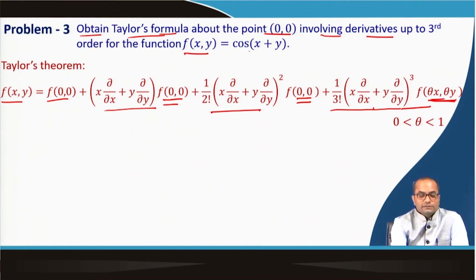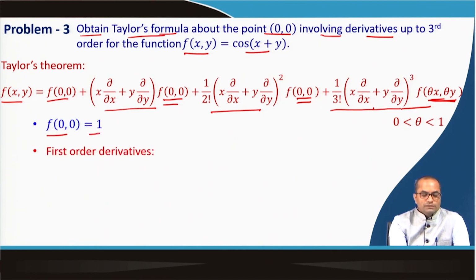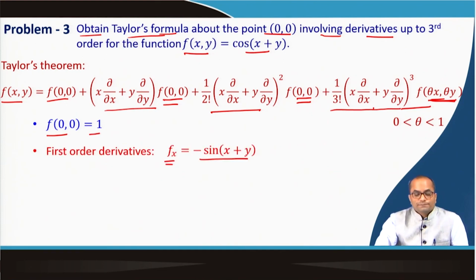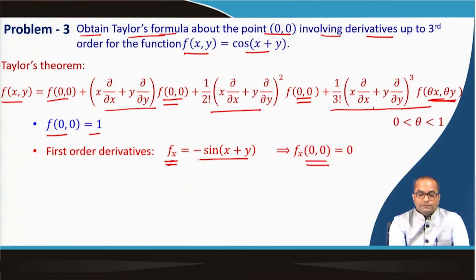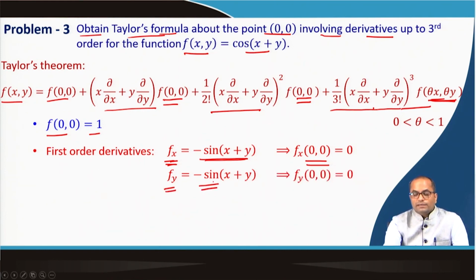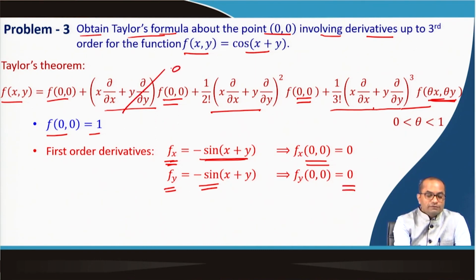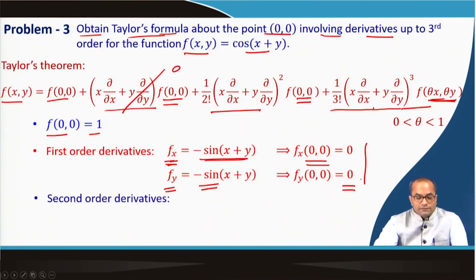So, the function is given, f(x, y) as cos(x plus y). So, it is easy to get all these partial derivatives. f(0, 0) will be just 1, and the first order derivative f_x will be minus sine of (x plus y). And if we get this first order derivative at (0, 0), because of the sine we will get 0. f_y will be again minus sine(x plus y), and this value will also be 0. So, the first order terms will vanish actually because this first order derivative is 0.